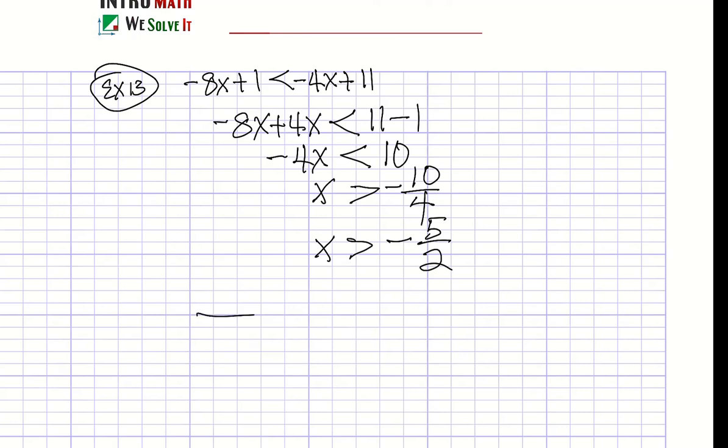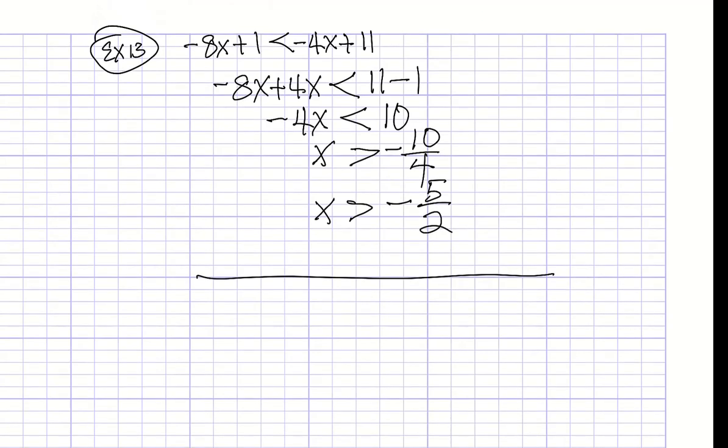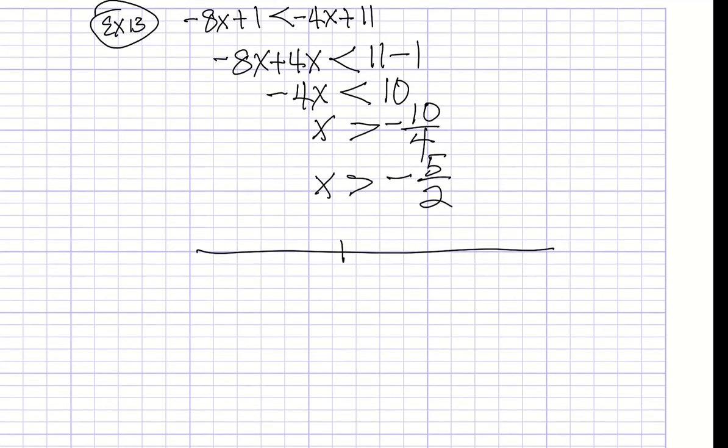Then we're going to draw it. Right here we'll have negative 5/2. It's not included, so there's a hole there, and it says greater than. So it's going from here to over there, and it's not included, okay?